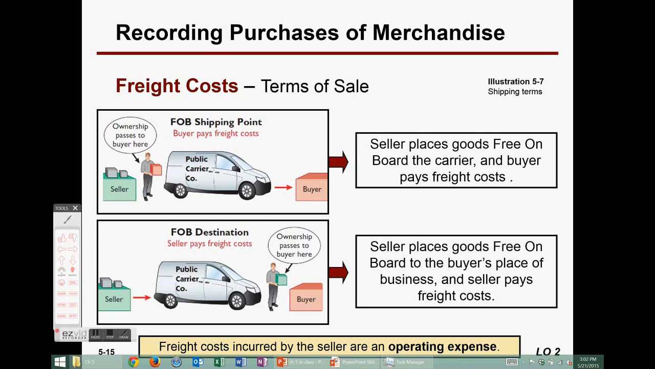Okay. So now we're getting ready to talk about FOB shipping point and FOB destination. This is an important concept to understand, mainly because it determines who owns the inventory. All right. Most transactions, virtually all consumer transactions, and most business-to-business transactions are done FOB shipping point. Alright. FOB shipping point, it's an acronym actually. It means free on board shipping point.